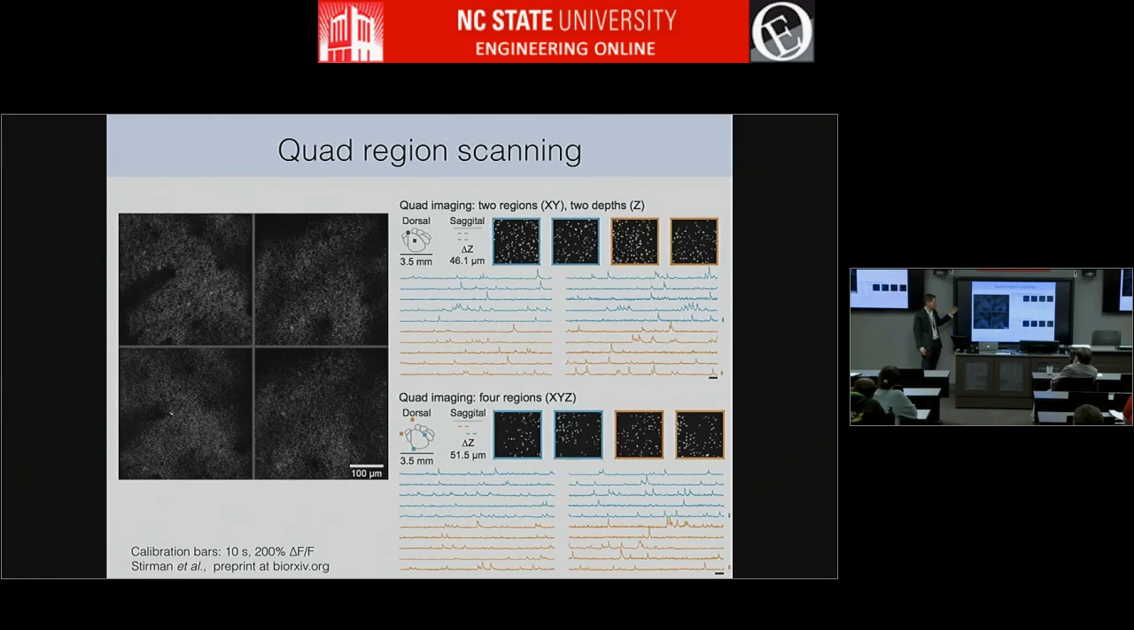There's another variation you can do: quad region scanning. Here we've got 2 different depths, and then we just interleave. So we're not doing this simultaneously. We're doing 2 different depths simultaneously, but then we switch for interleaved frames between these 2 different regions. This gives us 2 different depths in 2 different areas. So that's a way that you could study processing at 2 different cortical layers and 2 different cortical areas at the same time. Here, we've taken 2 different areas, and now we're just switching between those 2 configurations to sample from 4 different areas. They're at different depths as well, but they're not lined up on top of each other. So that's 4 different cortical areas.